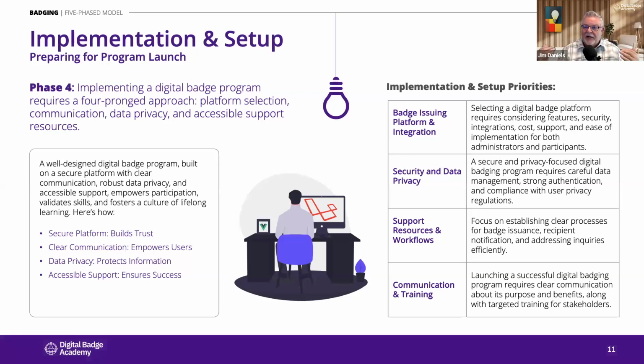And if we look here, there are really 4 key pieces you can see in the lower left hand corner. There's having a secure platform, right? There's ensuring that there is a strategy for rolling out clear communication about your badging program. There are data privacy needs and requirements that have to be met, or compliance around that has to be addressed. And then accessible support. By accessible support, we're referring to the ability to ensure that there are workflows and so forth in place to support both issuers and earners.